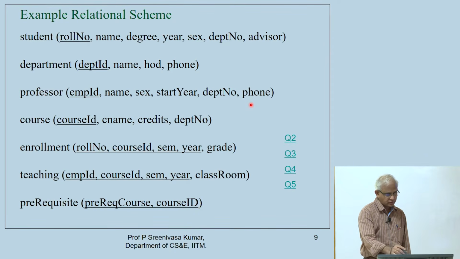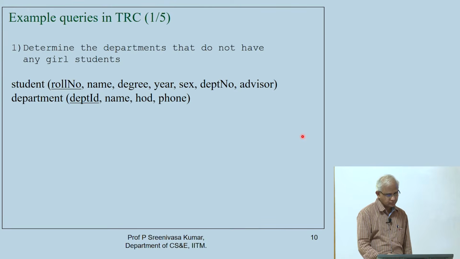Okay. So, let us recall this relational schema. It should be there with you in one of the notebook pages, so keep it handy. Now, let us look at the other queries. Determine the departments that do not have any girl students. When you say determine the departments, we can assume that we need the department ID and name, or the department ID, one of these.